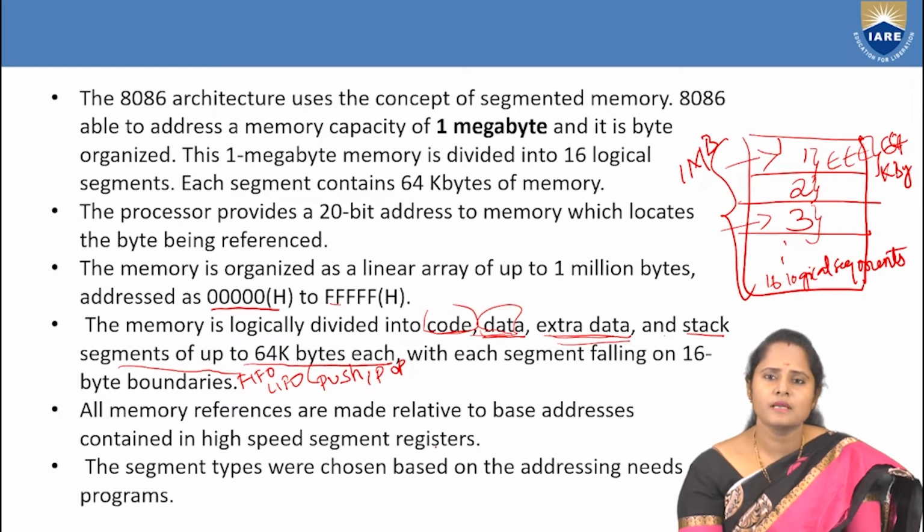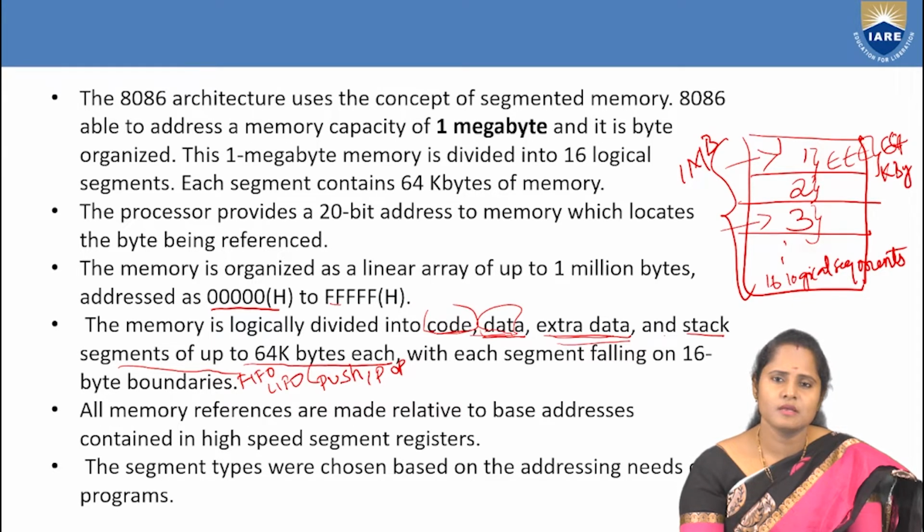So how are these segments functioned, how can you access the segment which is given? We can access the memory or the segment by using an address. Here the 16 logical segments can be accessed by using the base address. This is a base address which is given to the high speed segment. Those are the 16 logical segments.